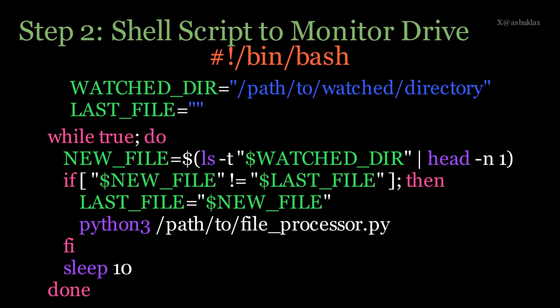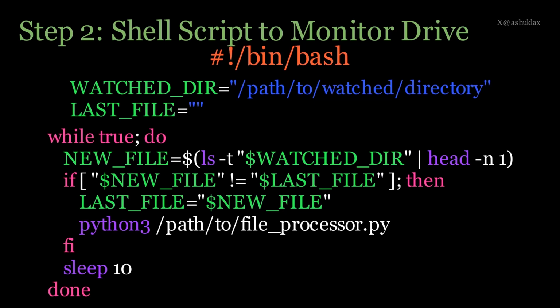Wherever you have kept your Python file, please make sure that you replace that file path in this variable here. The fi keyword marks the end of the if statement. Sleep 10 means this is going to pause the script for 10 seconds before the next iteration of the loop. And finally, the done keyword marks the end of the while loop.